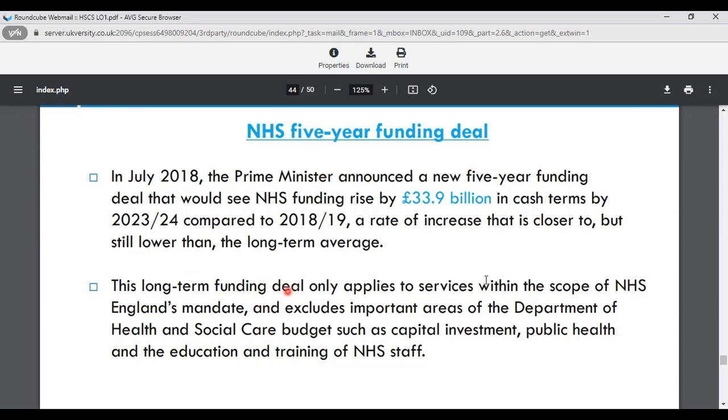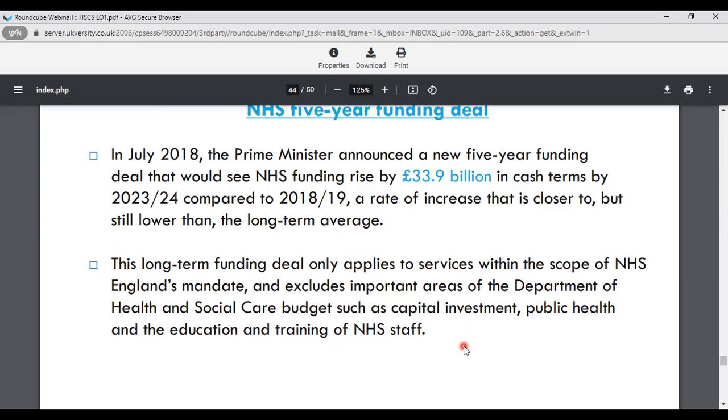So this long-term funding deal only applies to services that are within NHS England's mandates and excludes important areas such as capital investment, public health, and the education and training of NHS staff.